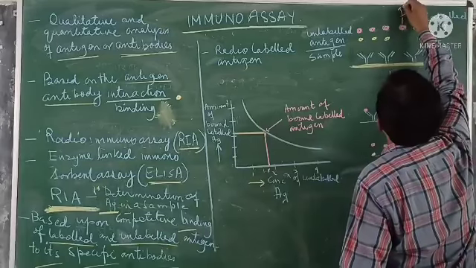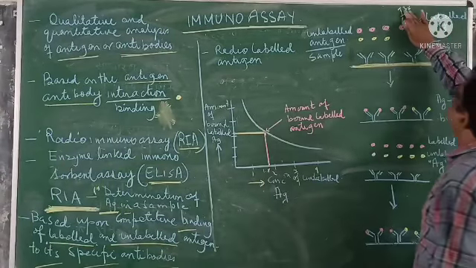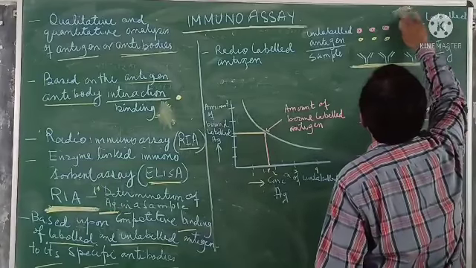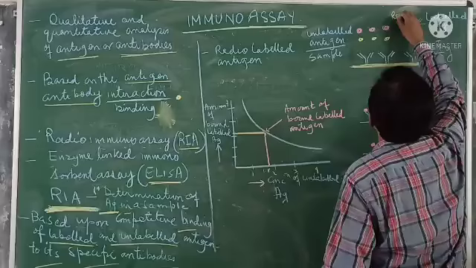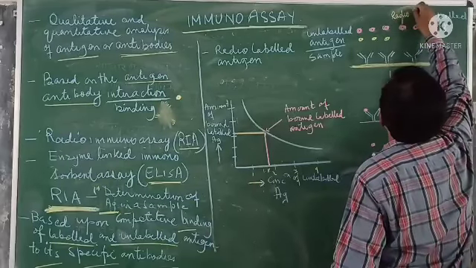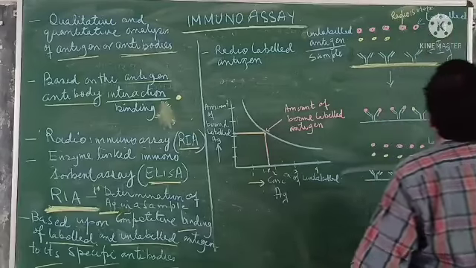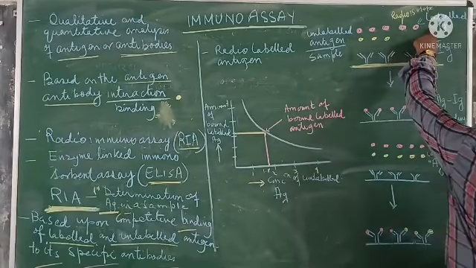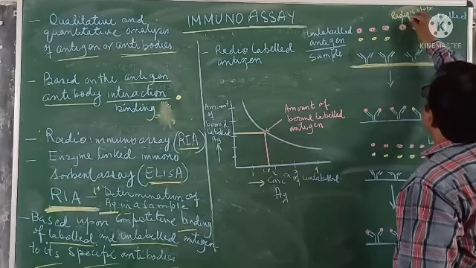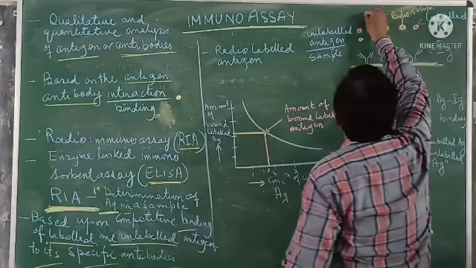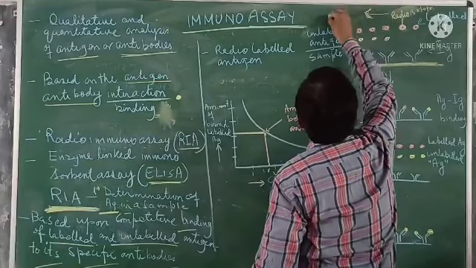Suppose the label is the iodine isotope. Suppose this is attached to a radioisotope. Okay, so that means this is the labeled antigen. Whenever this antigen is present, these isotopes will radiate radiations.